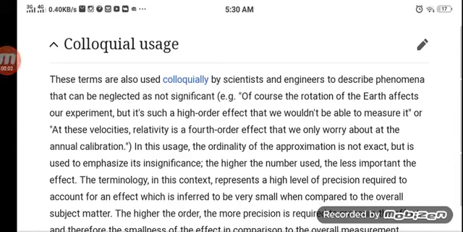colloquial usage. These terms are also used colloquially by scientists and engineers to describe phenomena that can be neglected as not significant. Of course, the rotation of the earth affects our experiment, but it's such a higher order effect that we would be able to measure it, or at least relativity is a fourth order effect that we only worry about at the annual calibration.